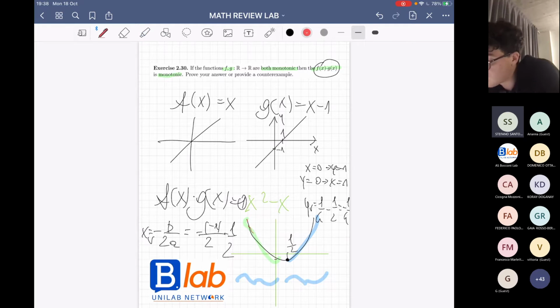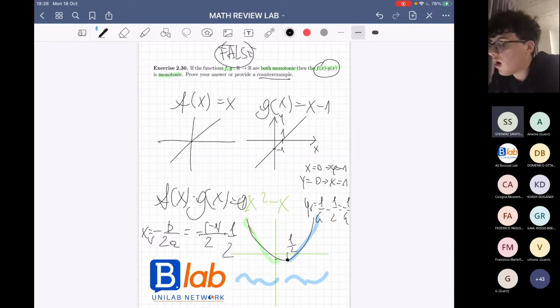And as we have found functions which don't behave accordingly, we have provided a counterexample, and we have shown that the theorem is false, and so we have proven it. We can't just say in an exam, okay, it's false because I don't know the theorem. No, you have to prove it, providing a counterexample, as you have been told a lot of times for sure.